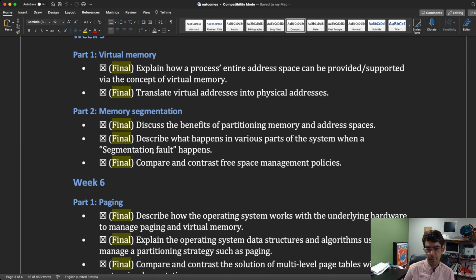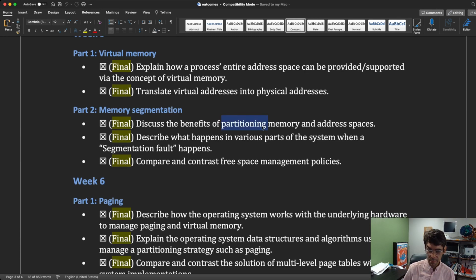With memory segmentation, discuss the benefits of partitioning memory and address spaces. I never used the word partitioning in class. I used the significantly less formal phrase, breaking it up into fixed size chunks, but that's what partitioning is. Partitioning is taking something that's bigger and making it into smaller pieces. With segmentation, we are partitioning virtual address space. With base and bounds, we're partitioning physical memory. With paging, we are partitioning both physical and virtual memory.